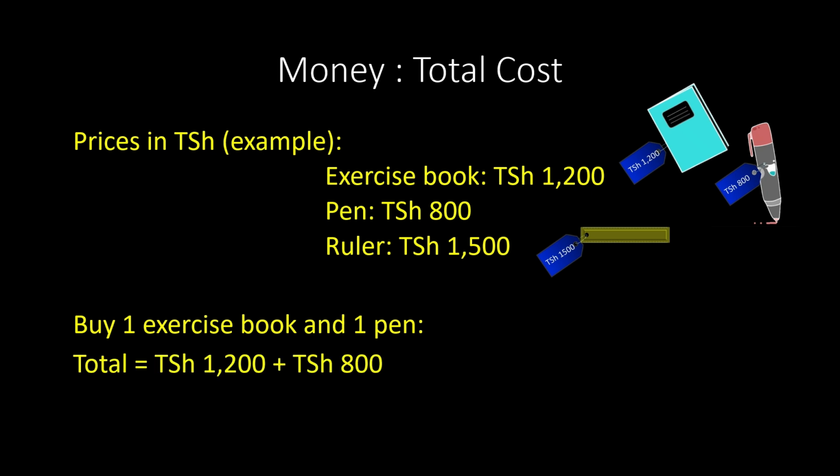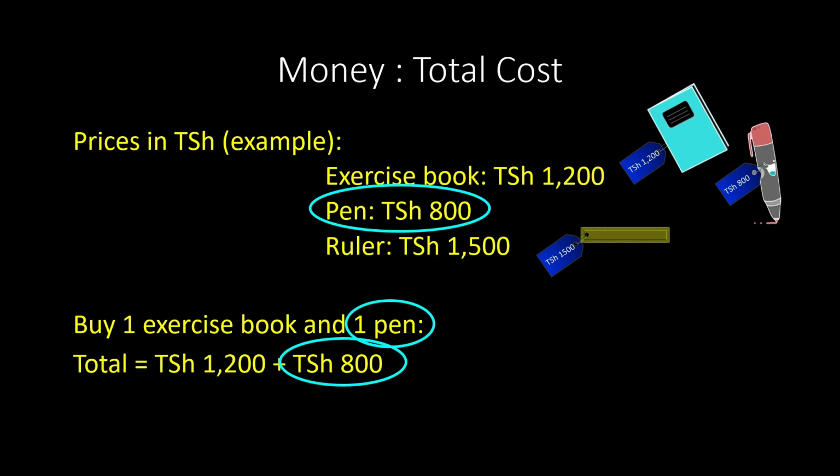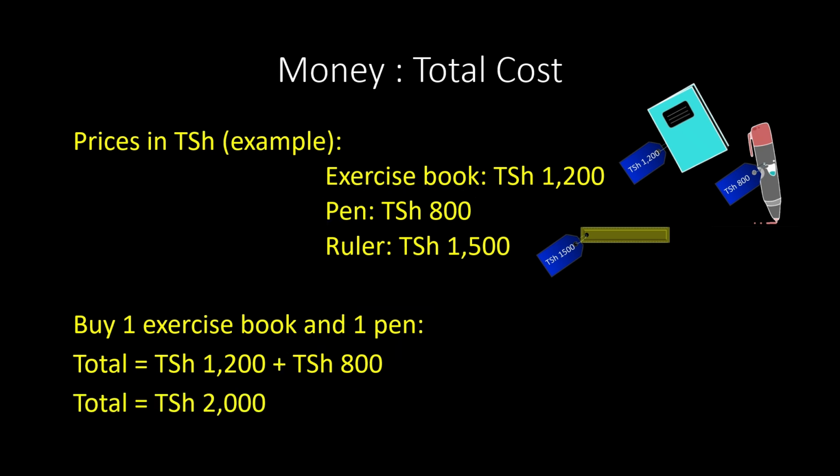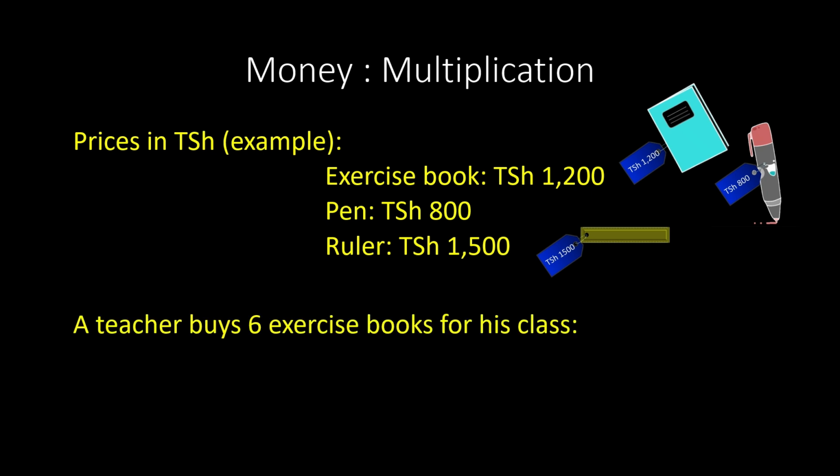One exercise book costs 1,200 shillings and one pen costs 800 shillings. The total cost is the two added together. So we have 2,000 shillings. Now let's take a look at another example. Suppose a teacher buys 6 exercise books for his class. How much does he pay altogether?